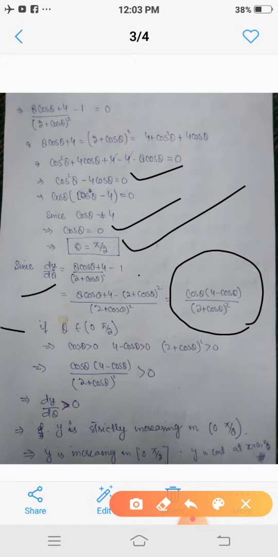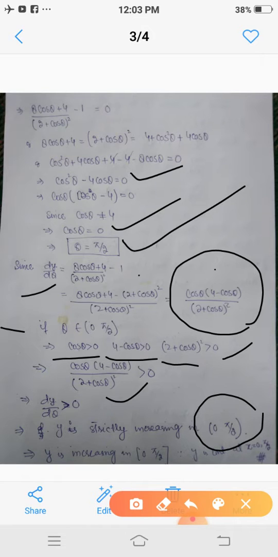Now if theta belongs to the interval 0 to pi by 2, cos theta is positive, because it is the first quadrant. 4 minus cos theta is greater than 0, because the value of cos is less than or equal to 1, which implies that (2 plus cos theta) whole square is positive. Hence this whole term, that is the derivative, is positive, which implies that y is strictly increasing in the open interval 0 to pi by 2.